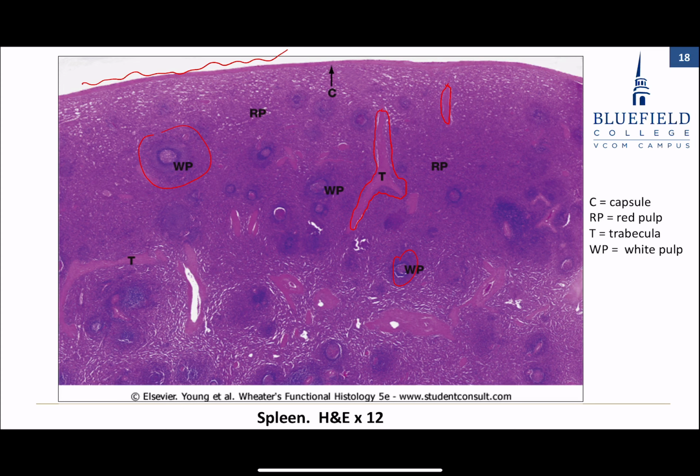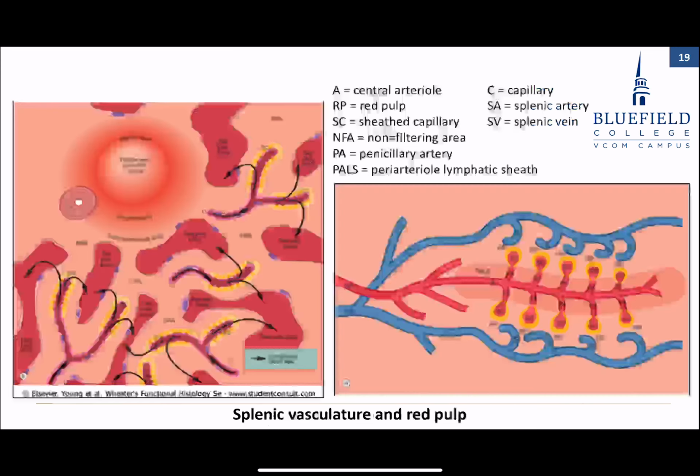All right, now in order to understand the spleen, we've got to talk about the vasculature of the spleen. All right, the splenic artery is what supplies the spleen. The splenic artery, when it comes in, is going to then branch into trabecular arteries. You see the word trabeculae there? They are running within the connective tissue trabeculae.